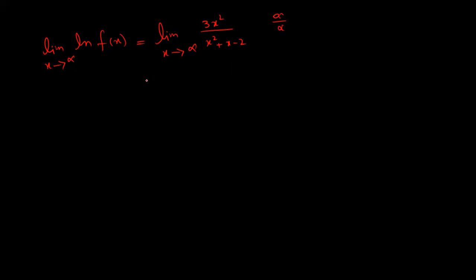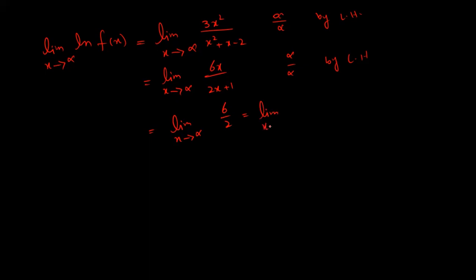Okay, so now we encounter this infinity by infinity form. So let's apply L'Hopital rule. It will give us 6x by 2x plus 1, and when we apply limits again, this will give us infinity by infinity form. So by L'Hopital rule, we can rewrite this as limit x approaches infinity of 6 by 2, which is limit x approaches infinity 3. So this is a constant number. When we apply limits, this will give us 3.